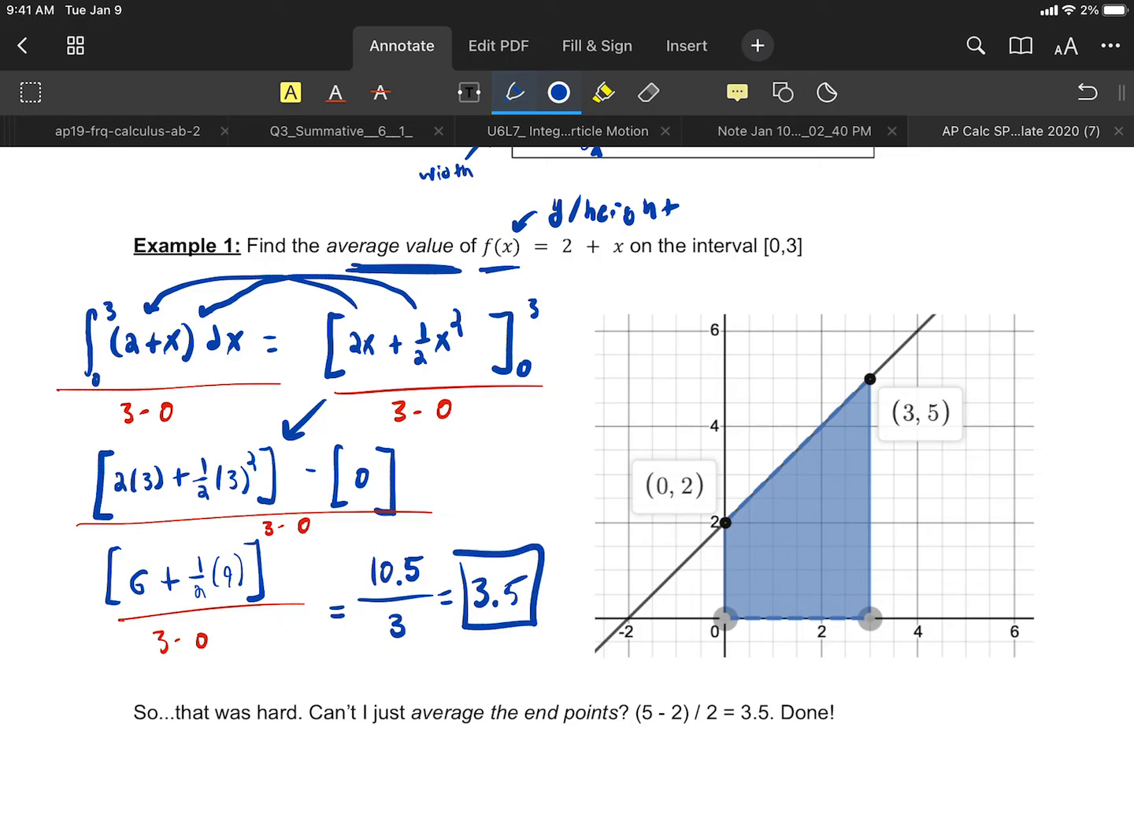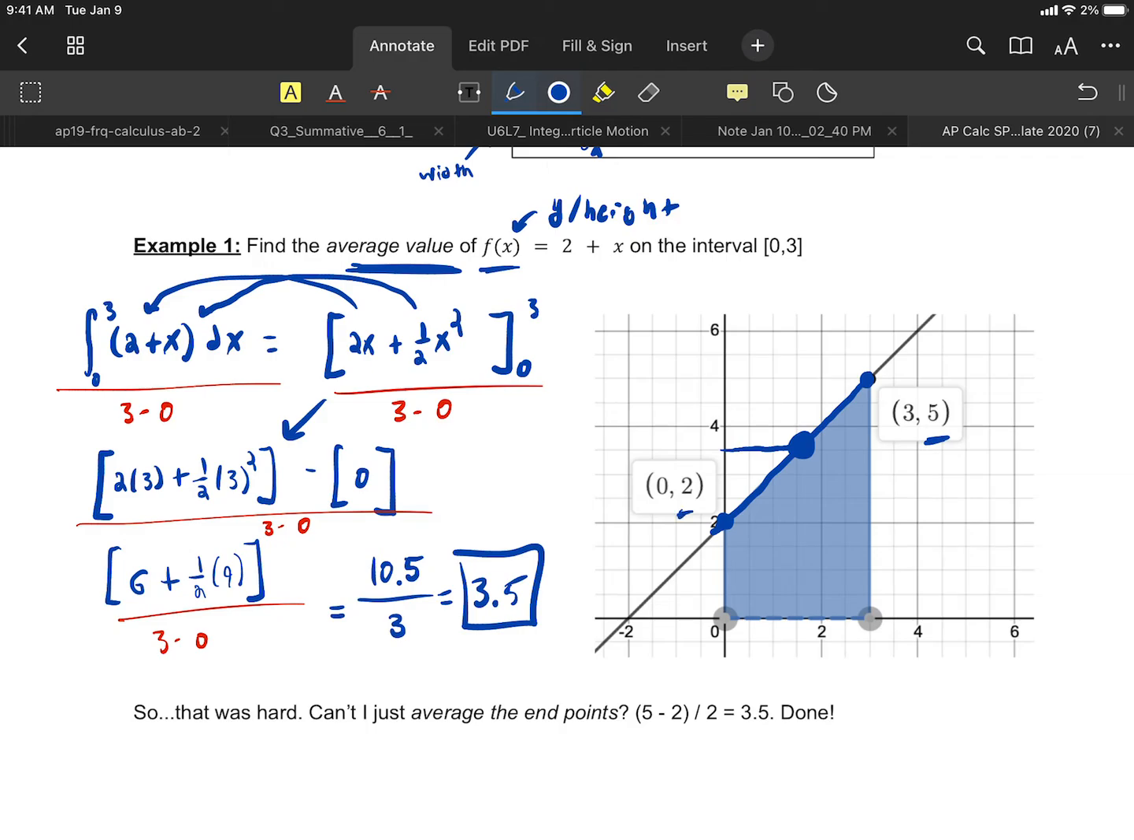So 3.5 is the average value of this function. And now, what you may start to think about here is that seemed really complicated. You're just asking me what's the average height of this line? Well, we start at 2. We finish at 5. Why can't I just say, duh, the average value is right in the middle here at 3.5? Can't I just do 5 minus 2 over 2?